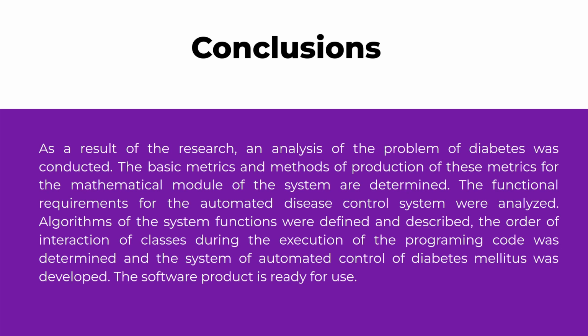As a result of the research, an analysis of the problem of diabetes was conducted. The basic metrics and methods of production of these metrics for the mathematical module of the system are determined. The functional requirements for the automated disease control system were analyzed. Algorithms of the system functions were defined and described. The order of interaction of classes during the execution of the programming code was determined, and the system of automated control of diabetes mellitus was developed. The software product is ready for use.